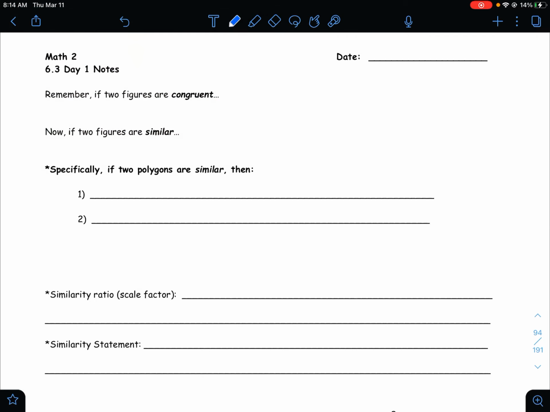Hello, Math 2 students. Today we're going to go over the 6.3 Day 1 notes. So let's go ahead. We're going to go over a couple of definitions first.